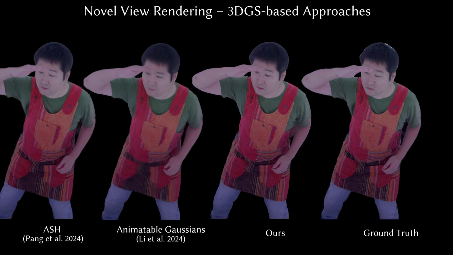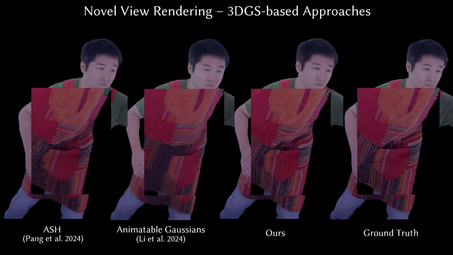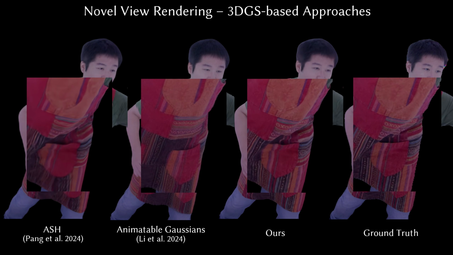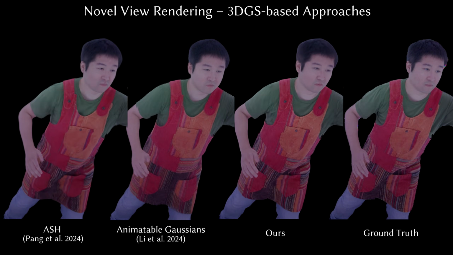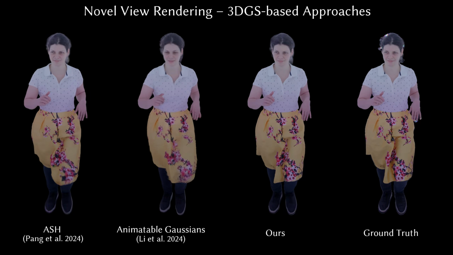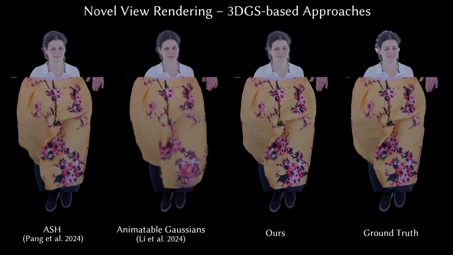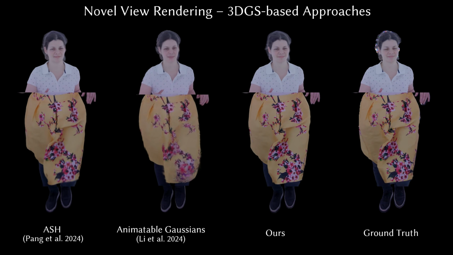As 3D Gaussian-based methods, both ASH and Animatable Gaussians achieve improved appearance reconstruction. However, limited by inaccuracies in vertex and texel level tracking, they cannot faithfully recover the finest appearance details. For extremely loose-fitting clothing, our approach significantly outperforms the other 3D GS-based approaches in appearance and surface reconstruction.